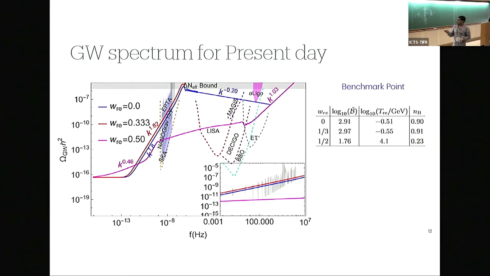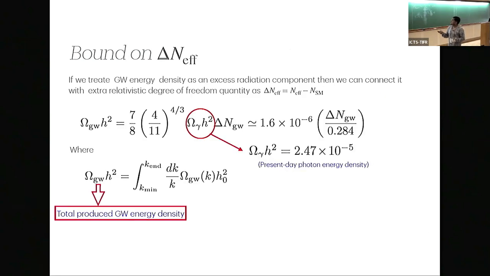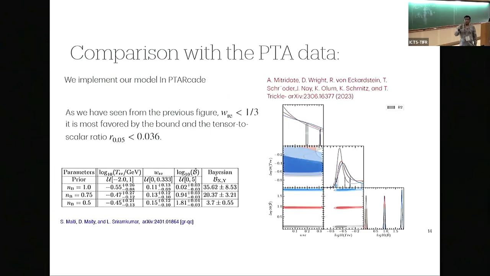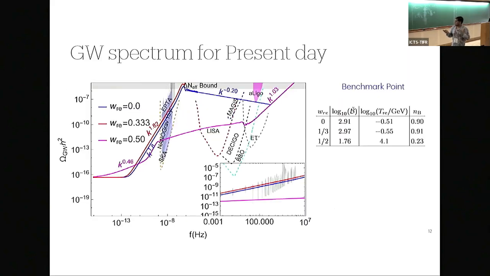We can be constrained from the delta N effective bound. I skip this one. Now if we plug our model into the PTA data, we have already seen that omega less than 1/3 is more favored because it is consistent with the delta N effective bound. If we go to this figure, you can see the red line. It is continuously blue tilted and goes up and up. So it easily crosses the upper bound of the GW predicted from the delta N effective bound.